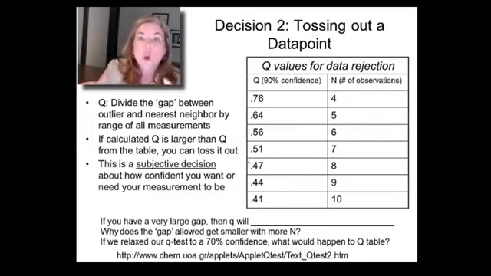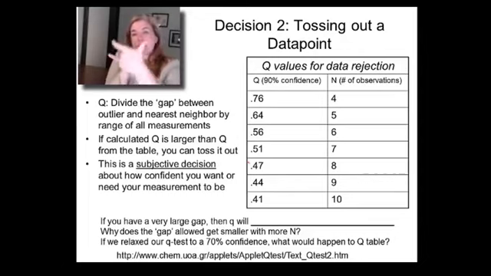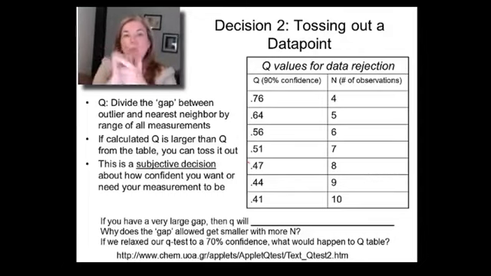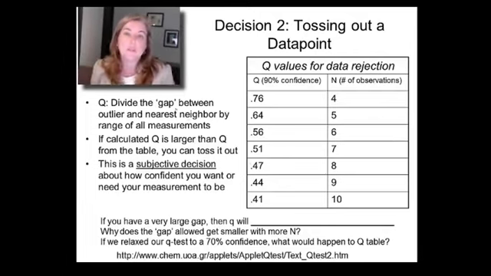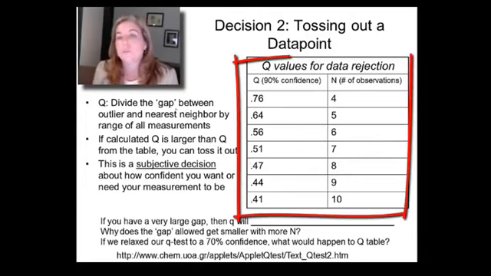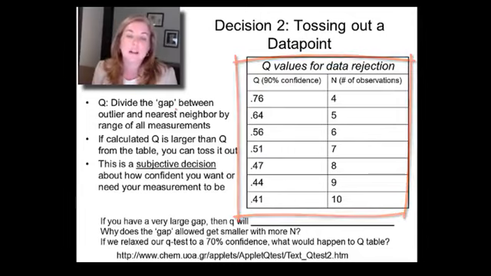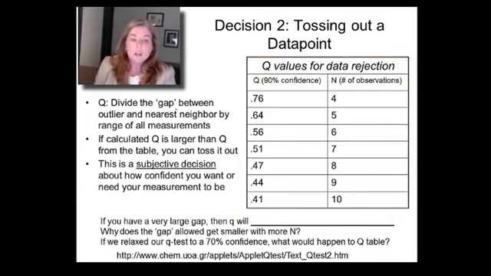So if the gap is so big and it's such a big fraction of the total range of the data, so say here's your gap and here's your range and this is your outlier, well, then you can probably throw it out because the Q might be 0.7, 0.8. And so what you do is you calculate Q and then you use the table shown here to help you decide. So say you did 5 measurements and you want to throw out an outlier that has a Q of 0.64. Or say 0.8, well, you can, because if your Q is larger than the number shown in this table, you're allowed to throw it out.